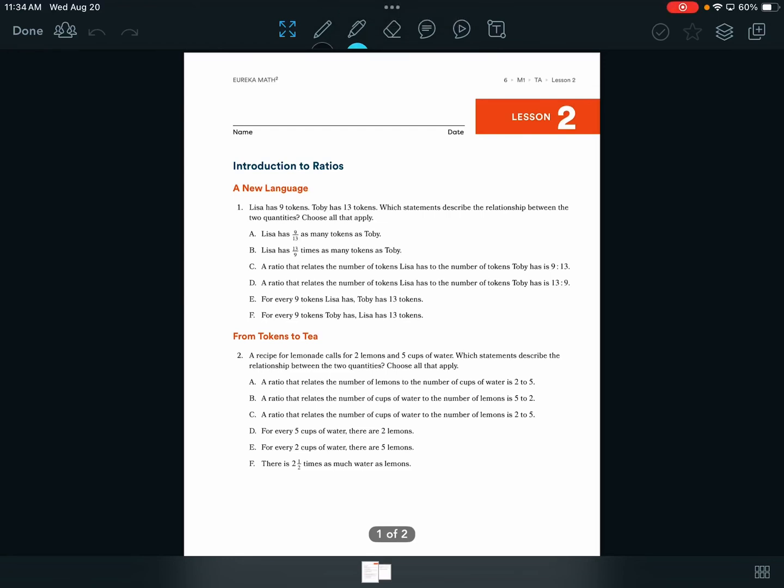All right, we are doing lesson 2. You should be on page 13. Yes, I am recording myself teaching this lesson for another teacher, so that is why you see the record button at the top. Everyone should be open to page 13 in their book.